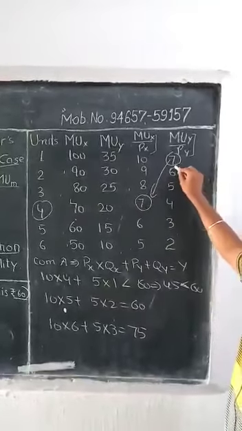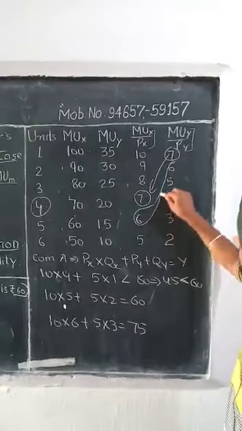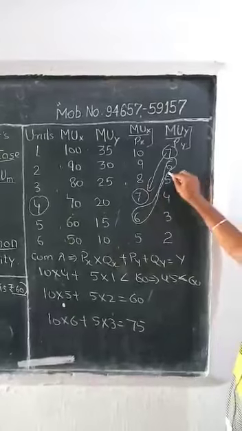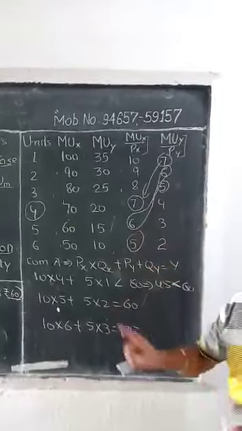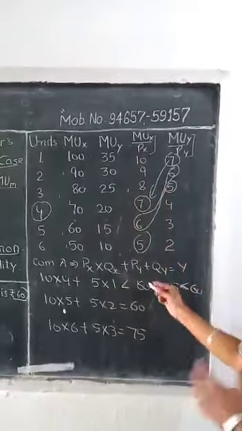In the very next, here 6, here it is also 6, both are equal to each other. Here it is 5, here it is 5. So in this manner they are equal to each other. And now you can see the equations.